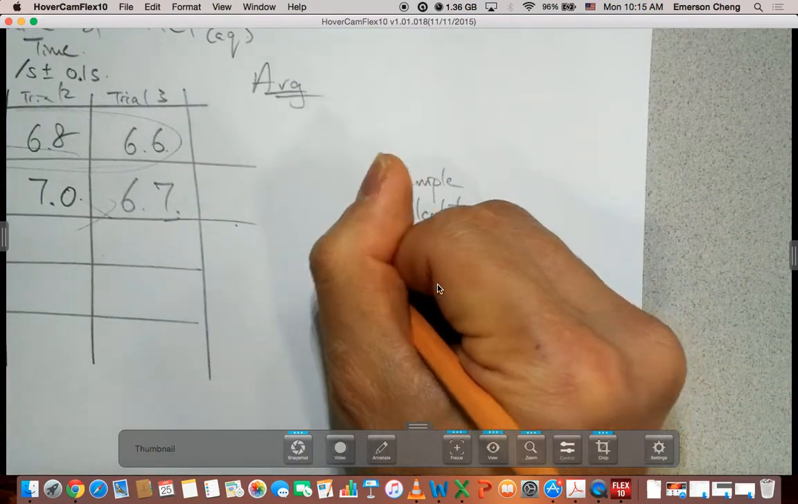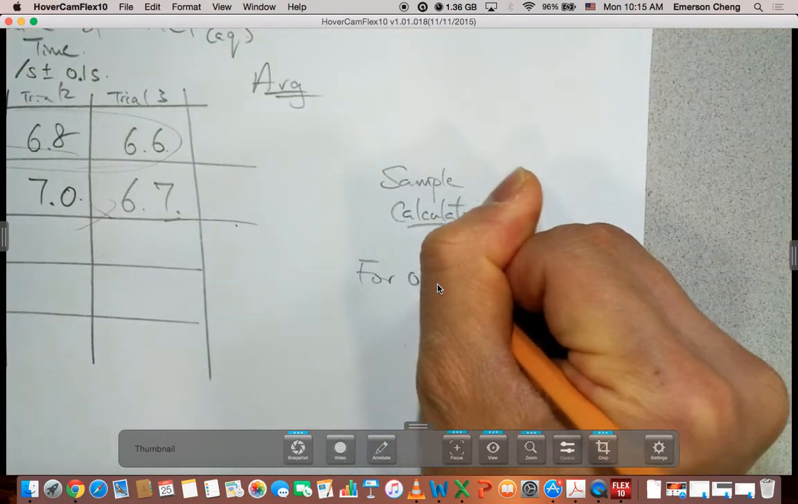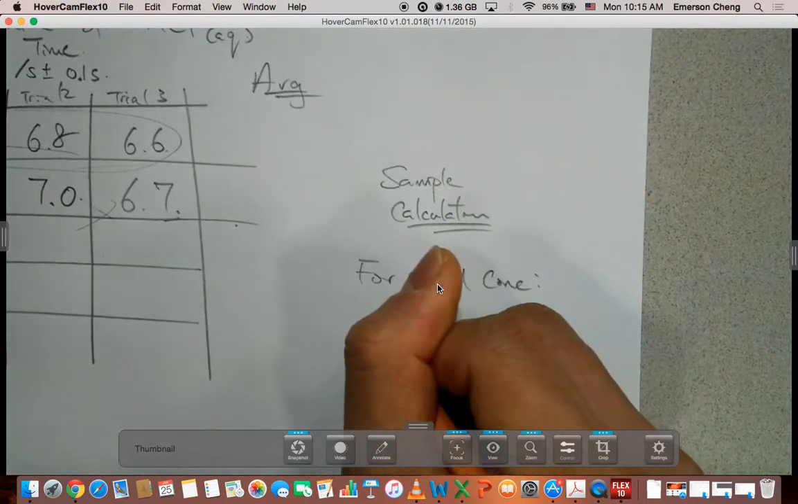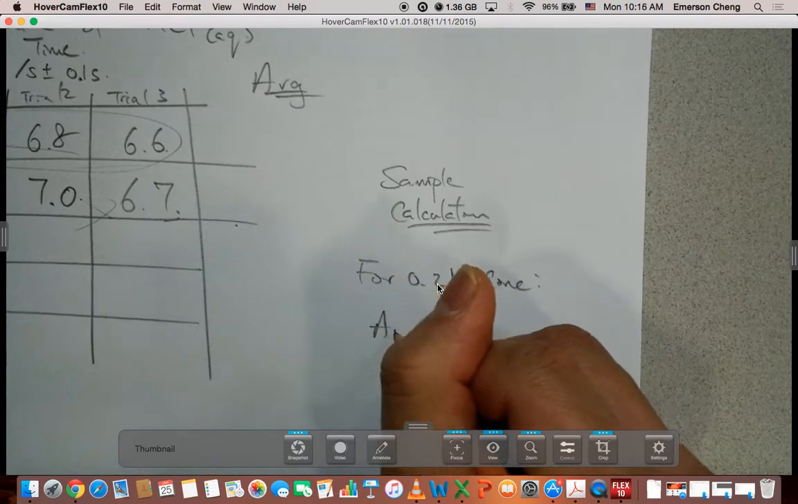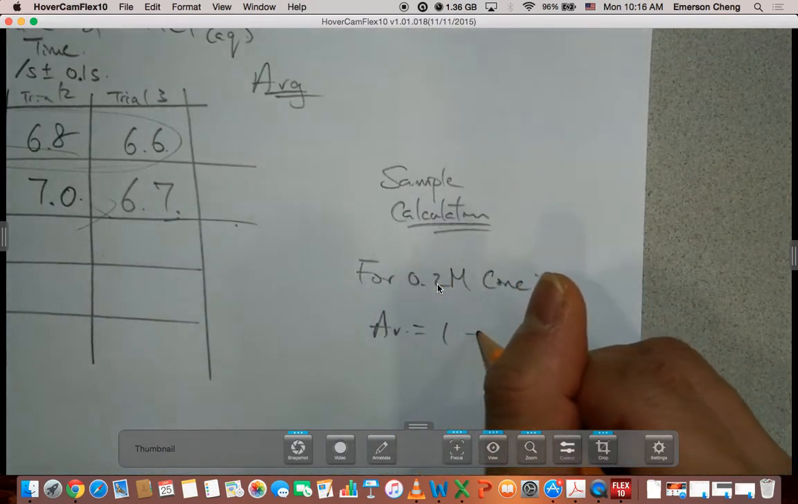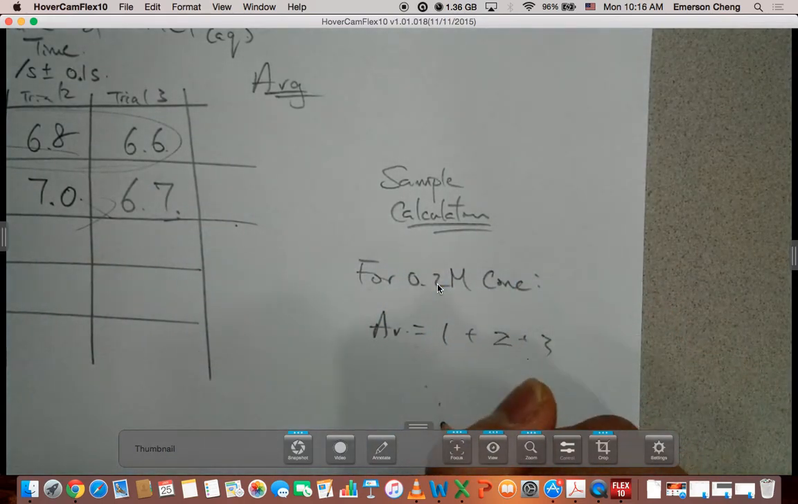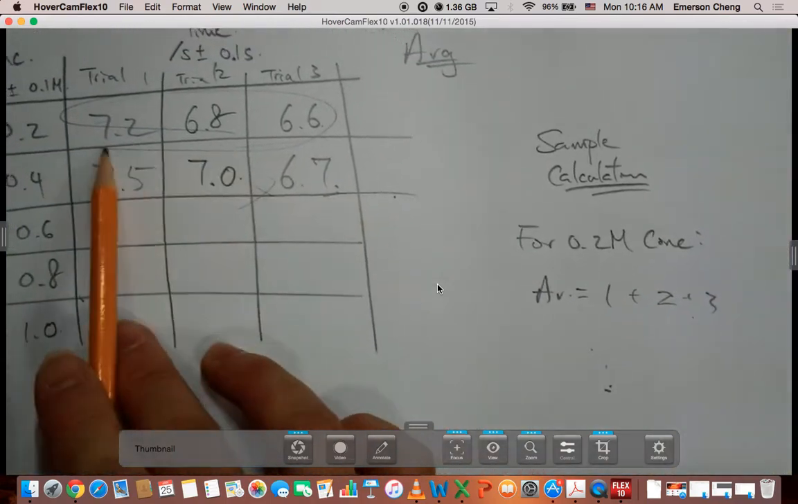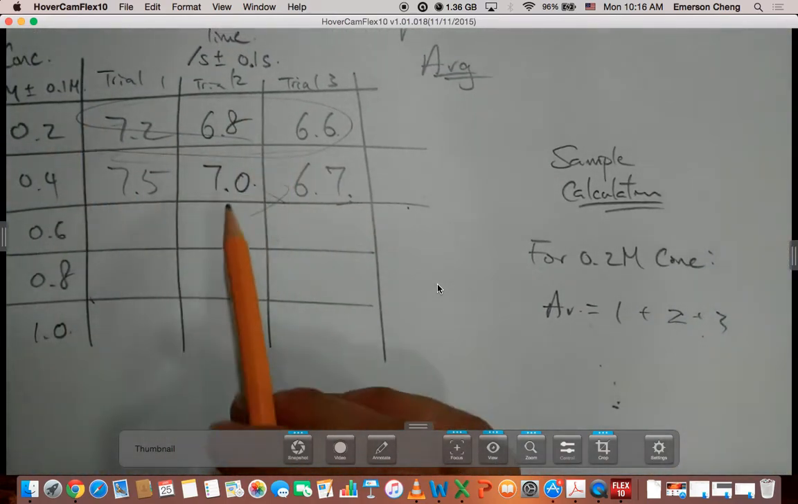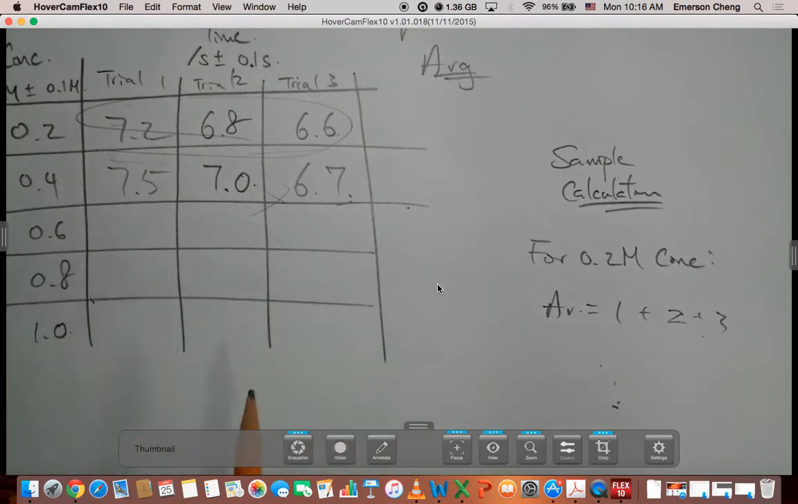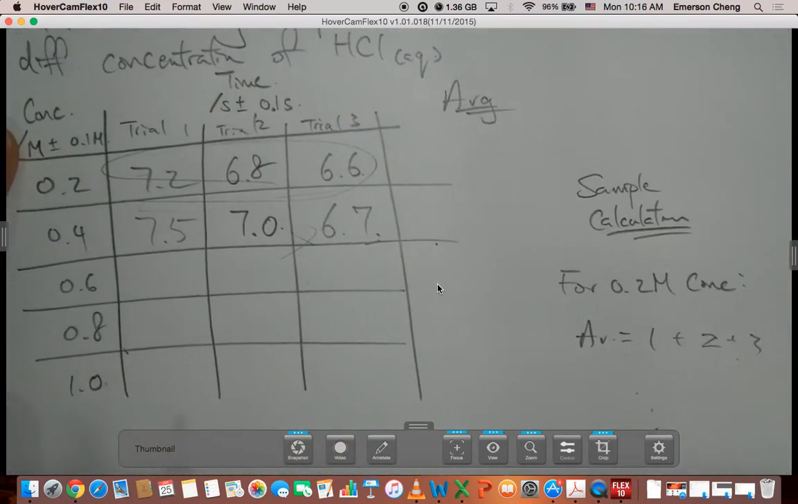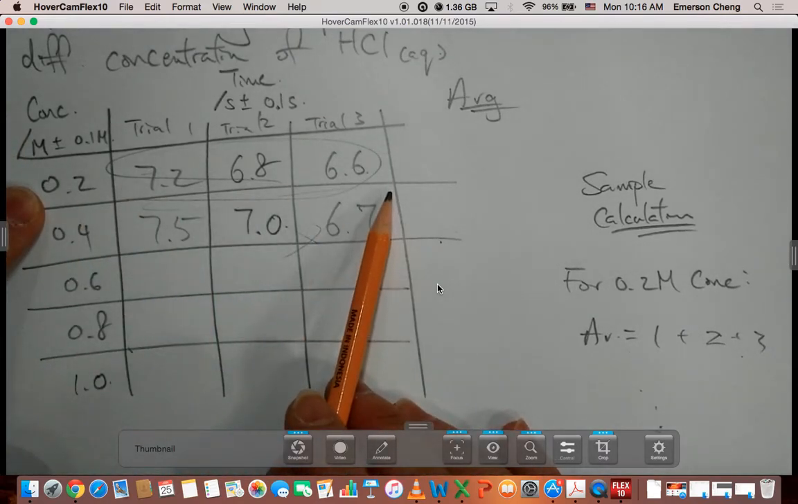So you can just say for 0.2 mole concentration, and then you just show the formula: average equals 1 plus 2 plus 3, and then you just show that work just for this set of values. You do not need to show the same work for the other stuff. Does it make sense? 1, 2, and 3 of concentration 0.2.